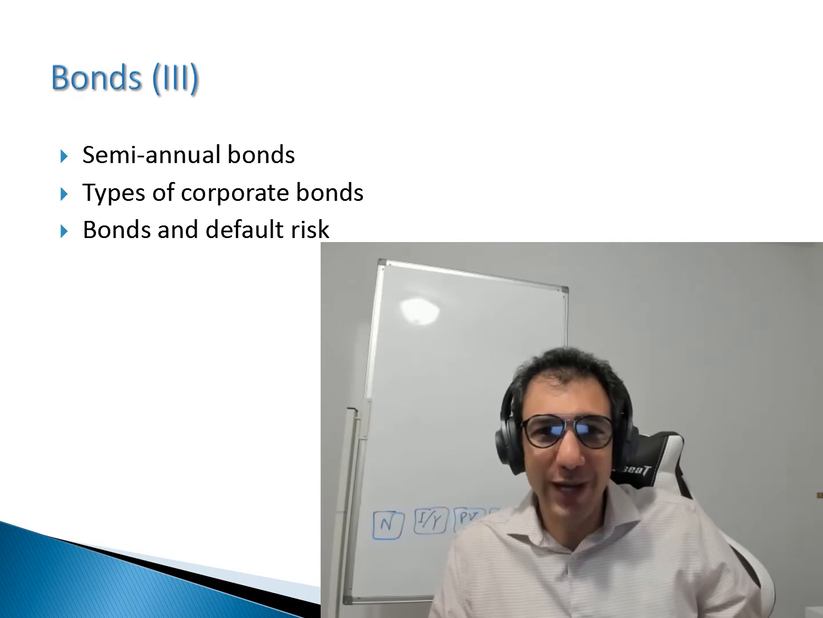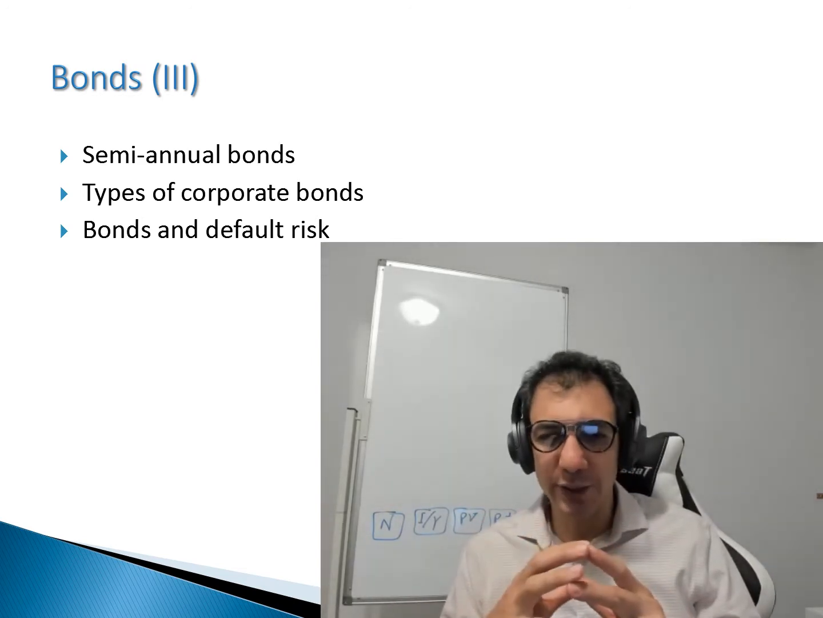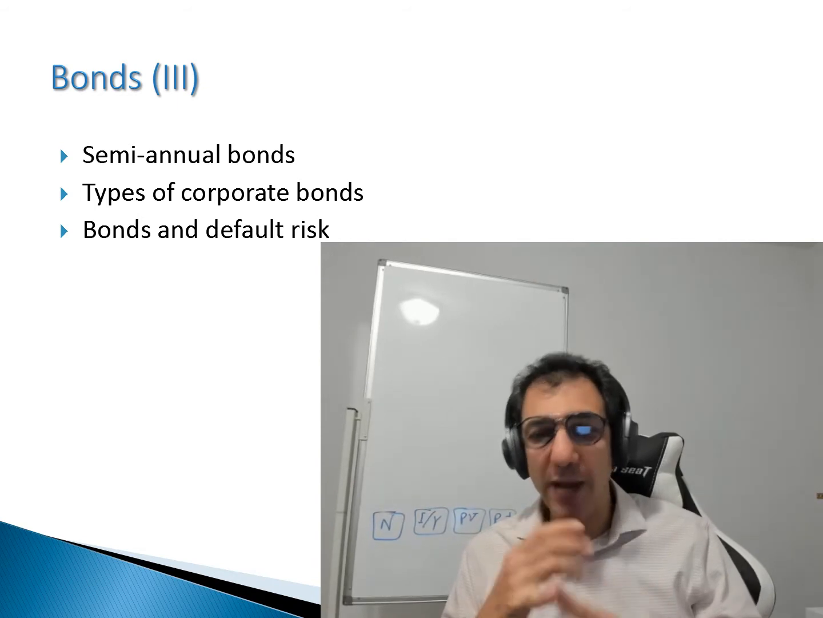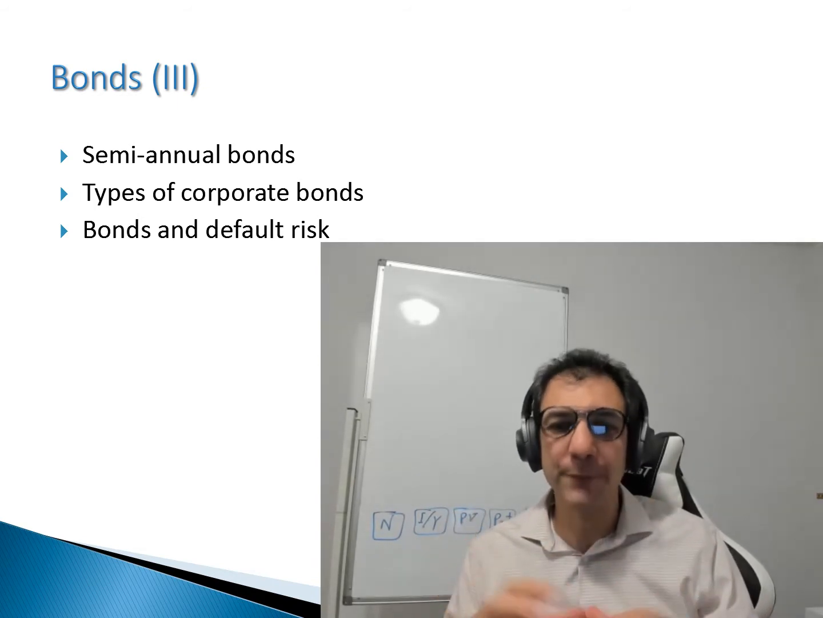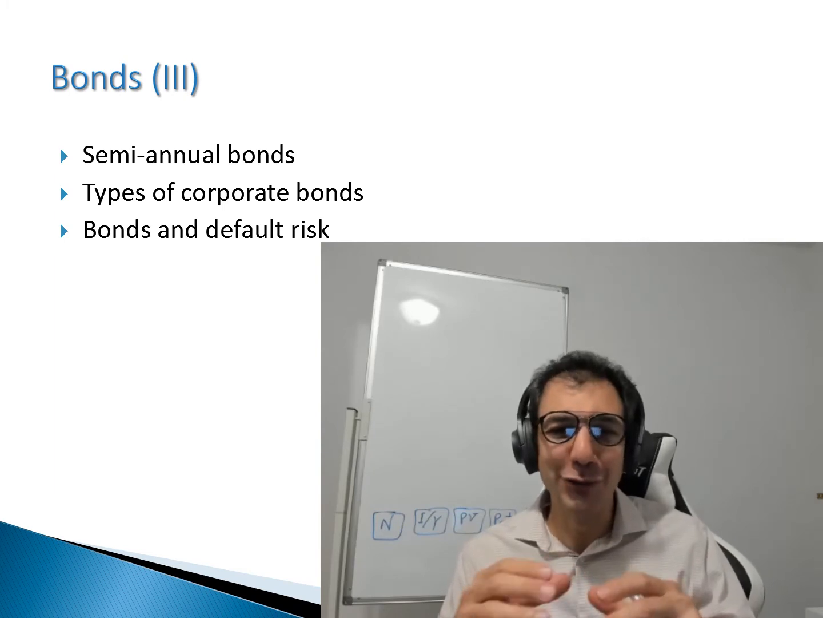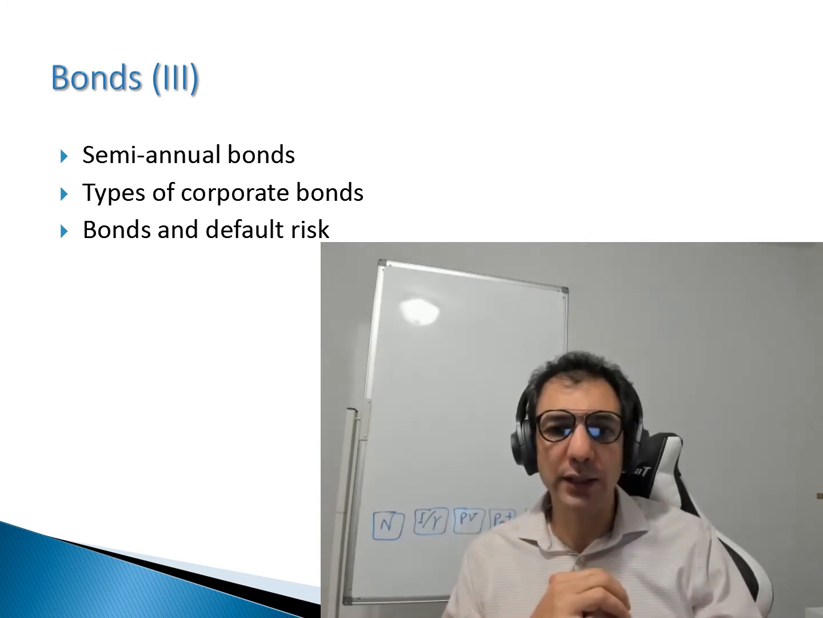So we are going to wrap up our lessons related to bonds and bond valuation. We'll talk about different features of the bond. More specifically, I will talk about semi-annual bonds, and then we'll talk about different types of corporate bonds, and I will introduce some new terms. And finally, we'll wrap up with the notion of default risk.